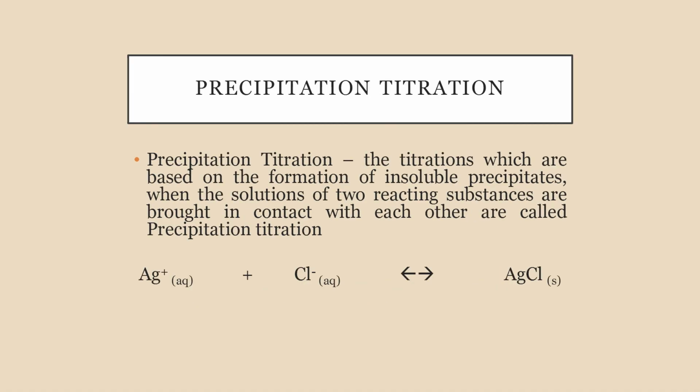Next, you have precipitation titration. These are titrations based on the formation of insoluble precipitates, similar to your gravimetry or precipitation techniques, when the solutions of two reacting substances are brought in contact with each other. This is called a precipitation titration. So basically, it's almost the same as your acid and base titration, but your endpoint is determined by the formation of insoluble particles in your solution called precipitates.